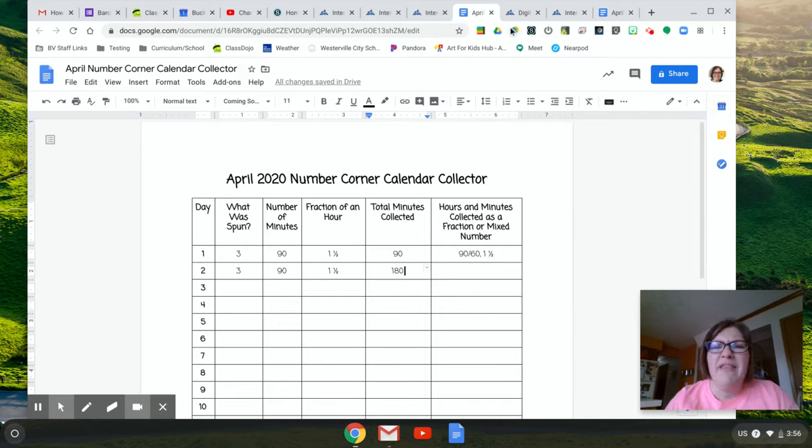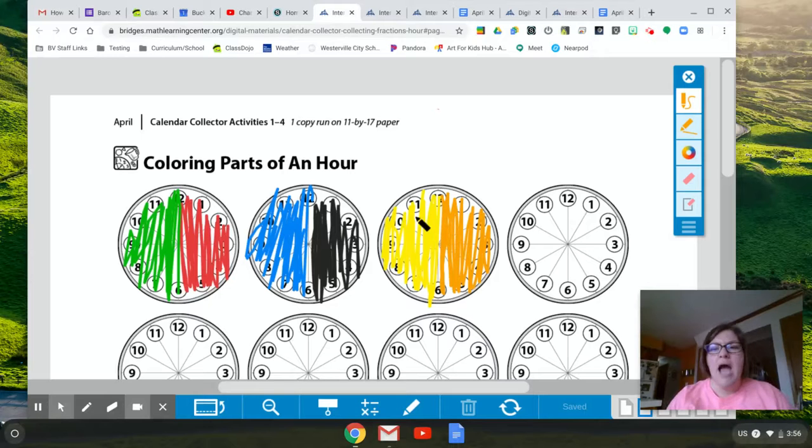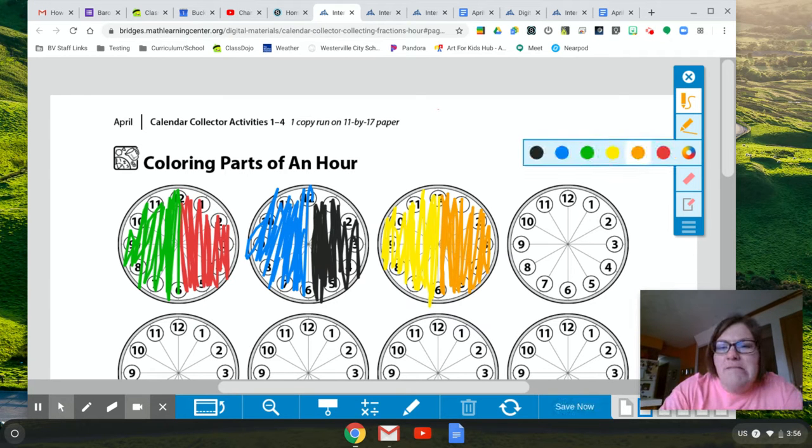Now, how can we write that? Well, let's see. Here's our picture. I'm going to count how many whole clocks I have filled in, and then how many half clocks I've filled in. So let's go ahead. Let's see if I can find a different color, it won't let me pick a different color.